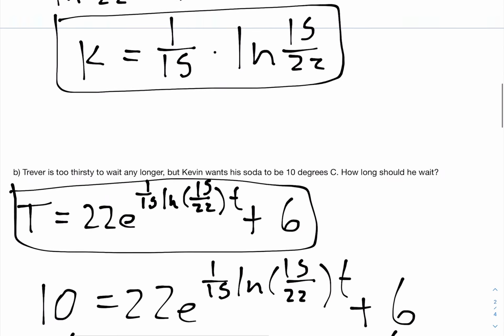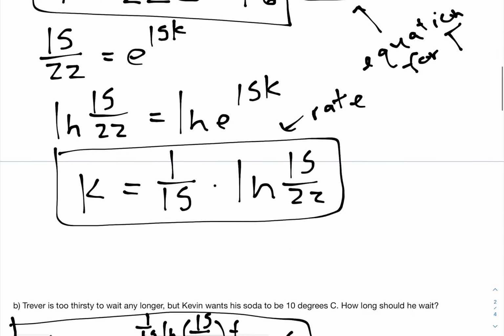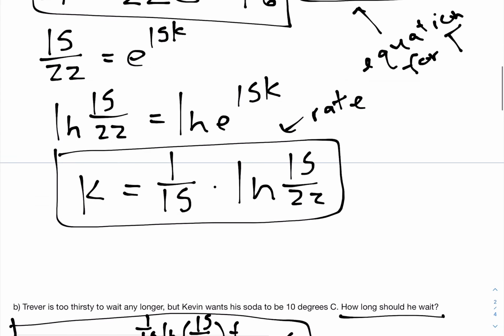And we can do some equation manipulation here to figure out what K is and also what T is at any given time. And once we have this equation and this constant K, we can do lots of super cool things. This question was how long should he wait, but we could also figure out, if he waits a certain amount of time, what the temperature will be. So instead of knowing what the temperature is, we could know what the time is and figure out what the temperature is.